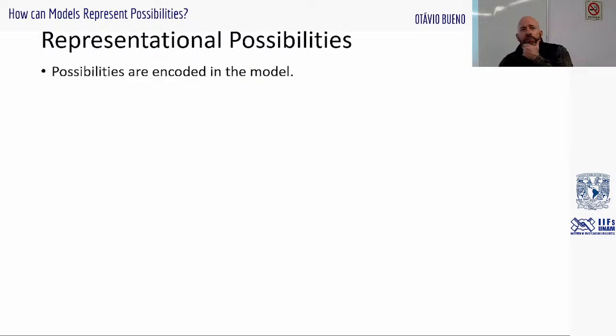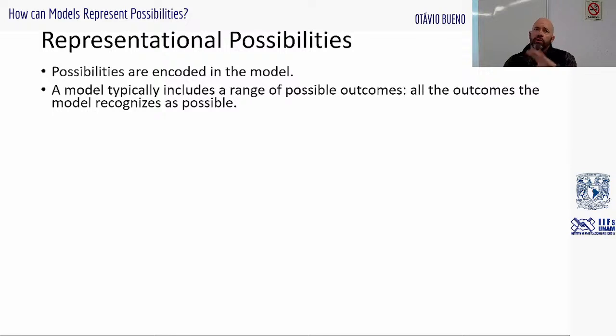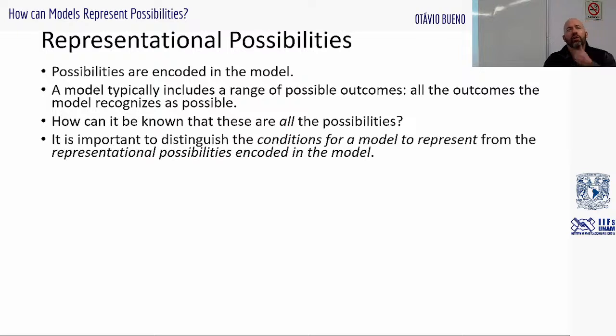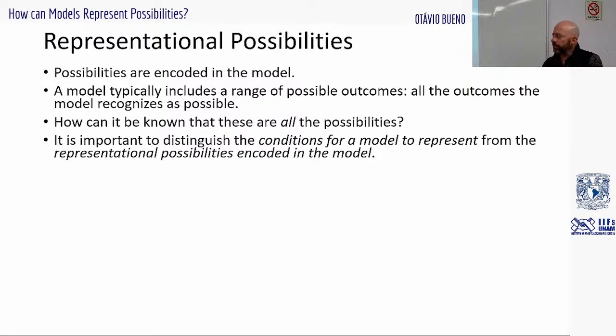All right. So let's then go back to the issue that I was raising about encoding possibilities in a model. A model typically includes a whole range of possible outcomes, all the outcomes that the model recognizes as possible. How can we know whether we have all the possibilities? You may say, well, are we missing something in this model, something relevant? It's in this context that I raised the distinction that I mentioned in the introduction. The conditions for a model to represent are one thing, and the representational possibilities encoded in the model are another. Let me say a little more about that.